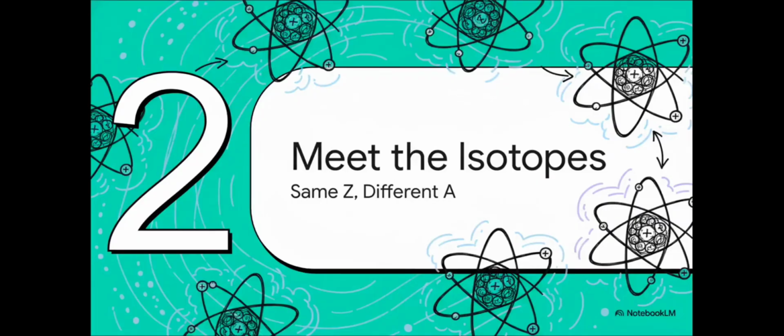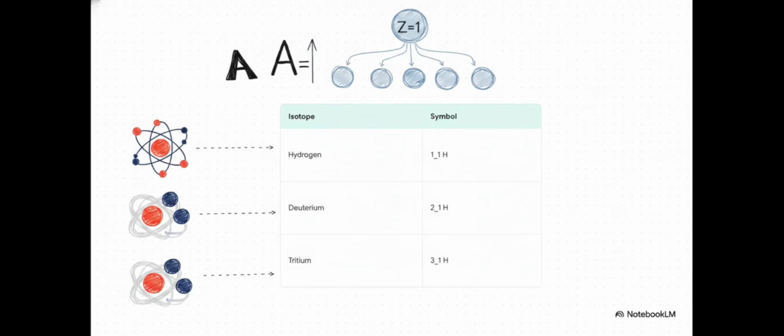Section 2. Meet the isotopes, same Z, different A. It helps to think of an element kind of like a family. By definition, all hydrogen atoms have a Z of 1. They all have exactly 1 proton, no exceptions. But let's look at their mass, their A.